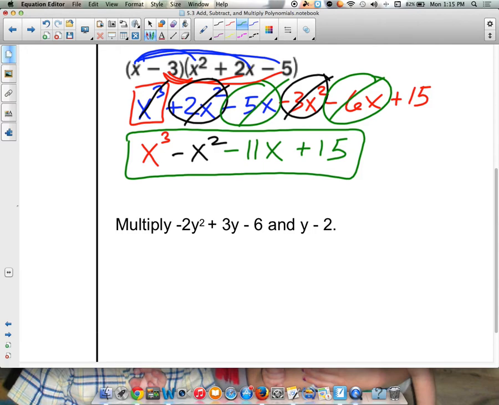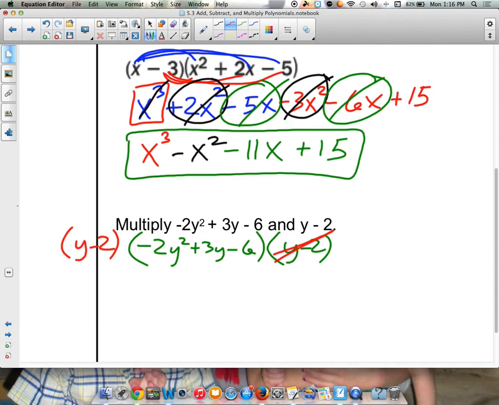All right, let's try another one. Let's go negative 2y squared plus 3y minus 6, and I'm going to multiply that times y minus 2. So let's just rewrite it here. And when you rewrite it, if you want to change the order, you can take this y minus 2 and put it in front over here if you wanted to do that.